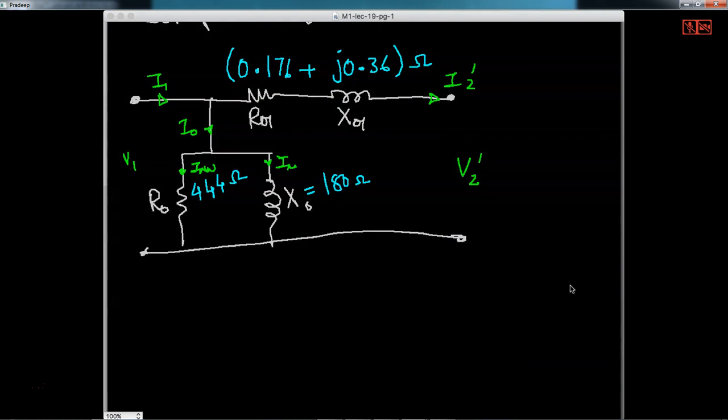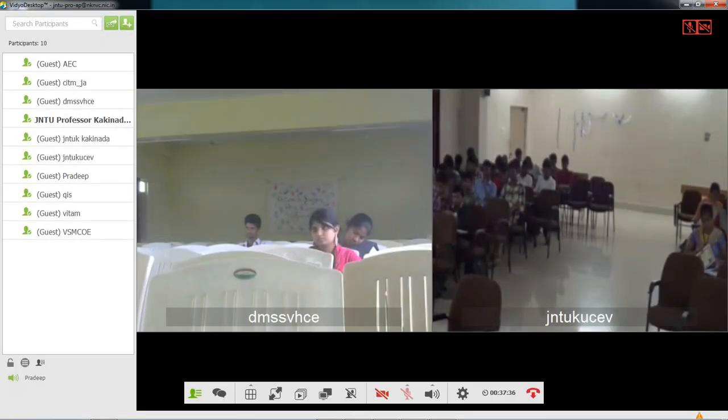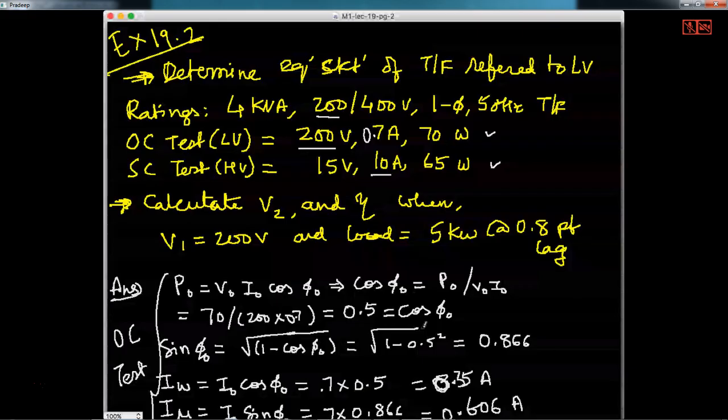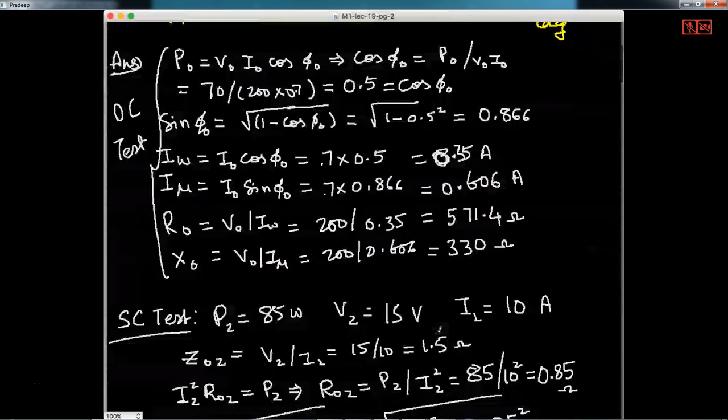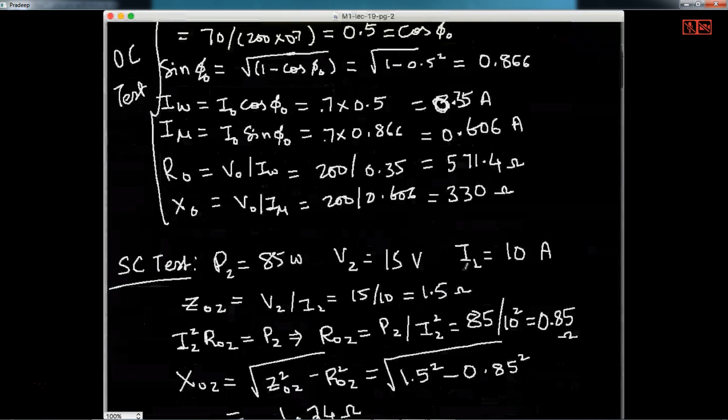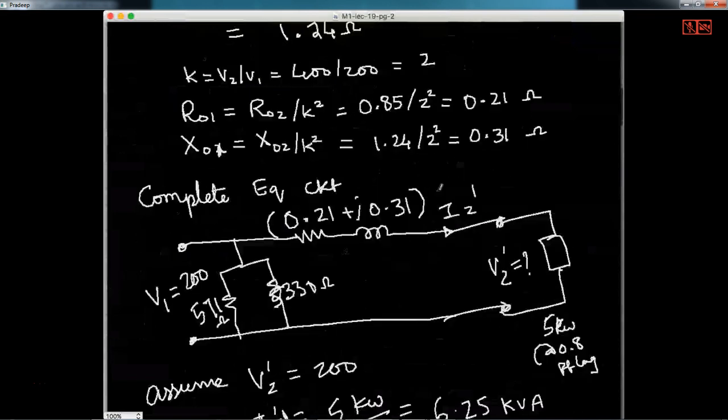We have solved one more problem also. Let me now share that problem. The same process we followed to find out what is R0, what is X0, and then from the SC test again we find R0 and X0. And then the complete equivalent circuit we have built here.